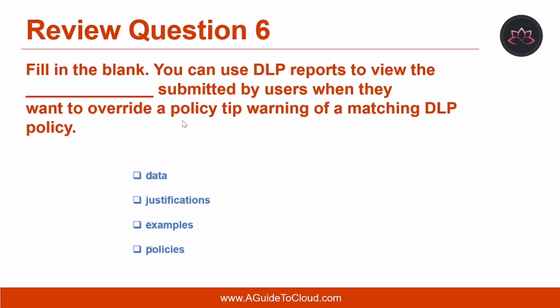Let's look at the last question. You can use DLP reports to view... submitted by users when they want to override a policy tip warning of a matching DLP policy. The correct answer is justifications.